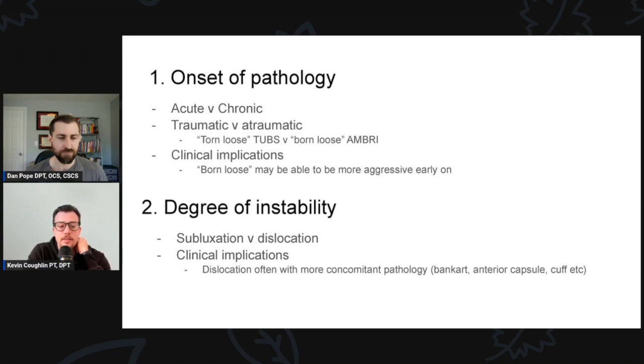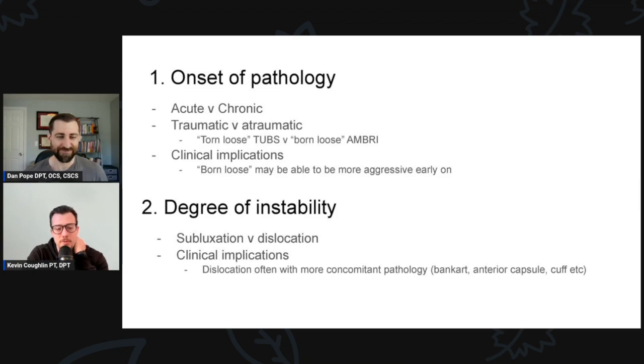If they haven't had one and they're just generally unstable, these are folks that do really well with conservative care and with physical therapy. So these born loose folks, maybe these multi-directional instability folks, we can be pretty aggressive early on with our treatment. And that's something that I know Dan's going to hammer on in a future podcast. So stay tuned for that.